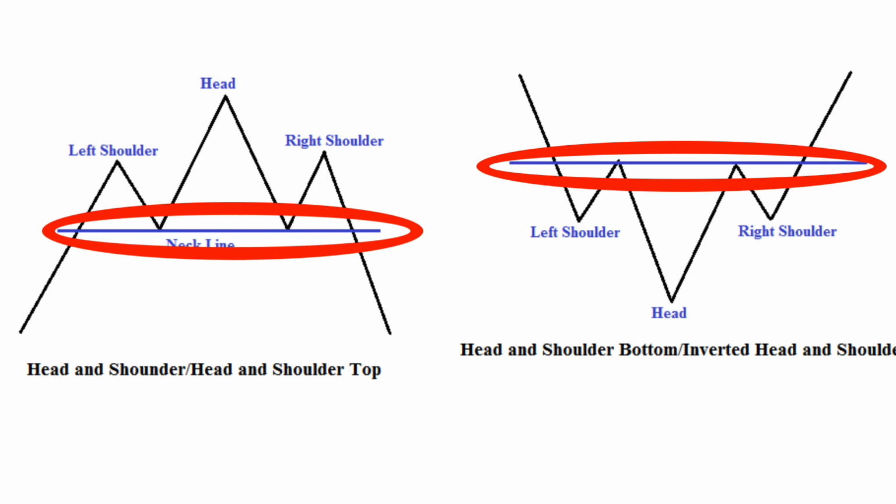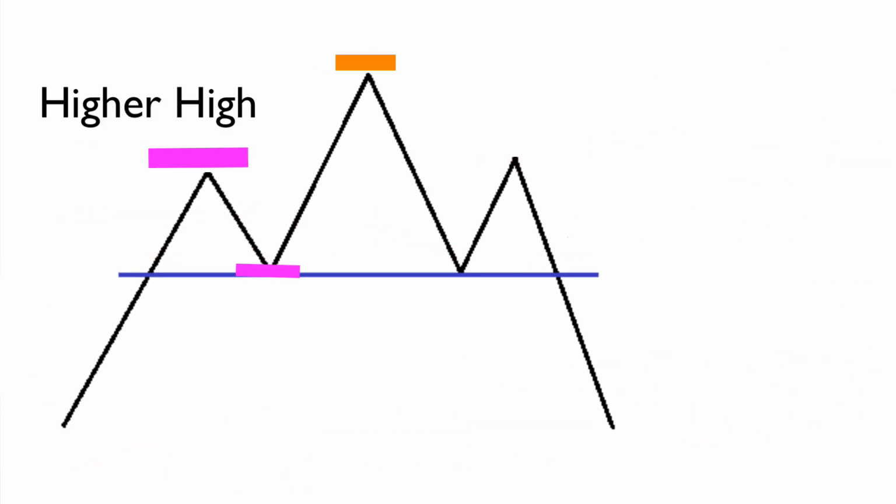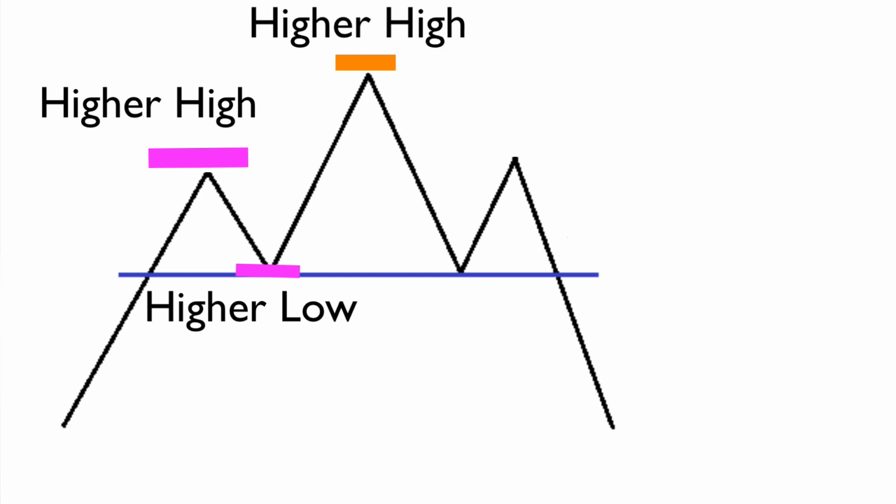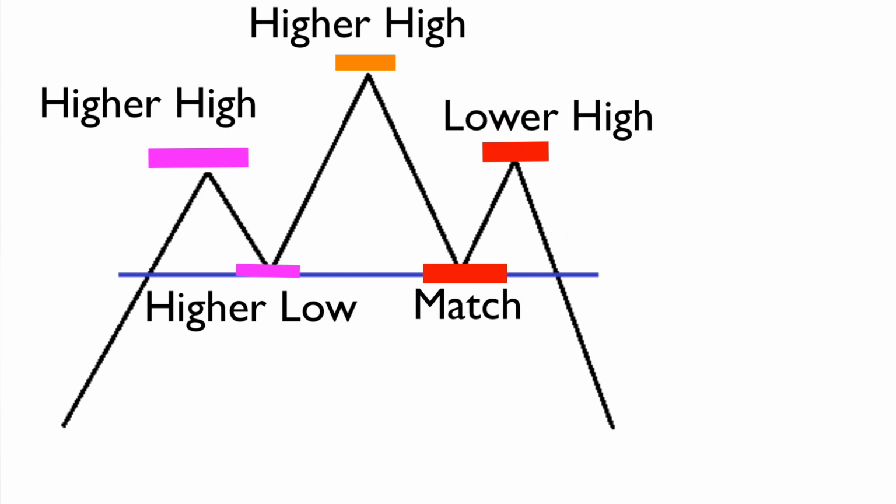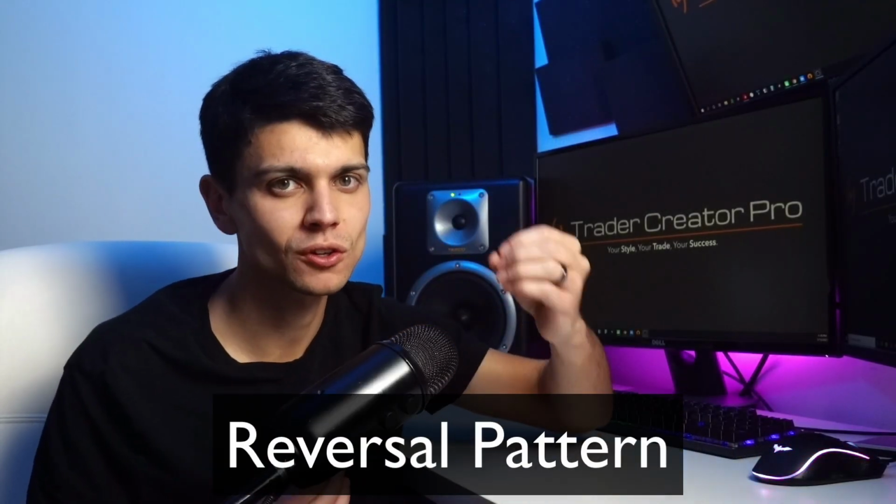It also has a pattern of a higher high, a higher low, and a higher high. But then it changes to a matched low, then a lower high, and potentially a lower low. Writing it out like that makes it easy to see how the trend is reversing. So that is the main reason people like to use this as a reversal pattern.